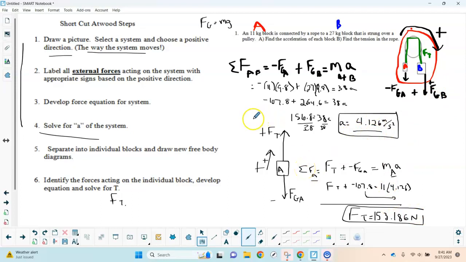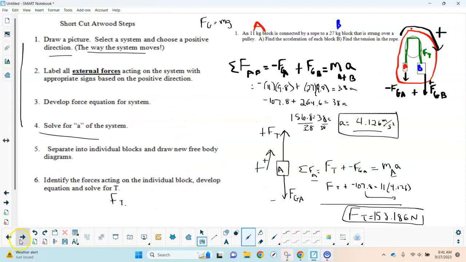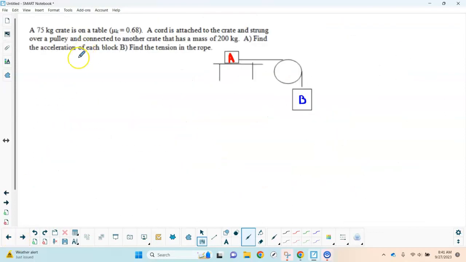So that is essentially what we're doing for Atwood machines, which is not really that different from the other block problems that we just did. In class, I think I'm going to hold off on this one. I'll do this one in class with you guys to see how well we understand it. So we'll try that one later.